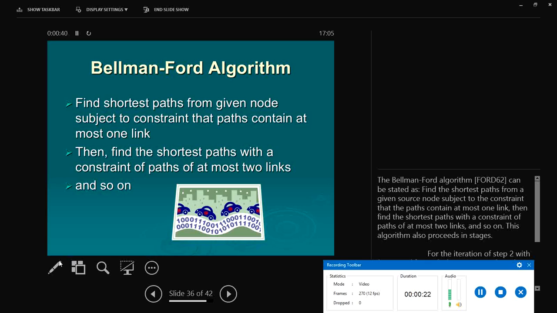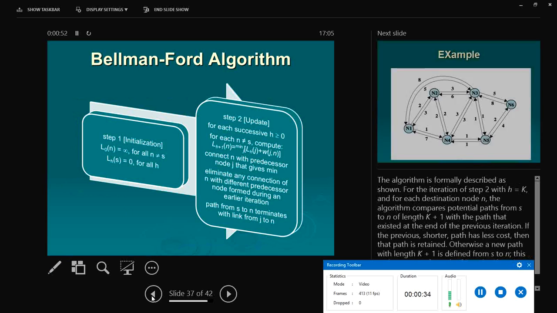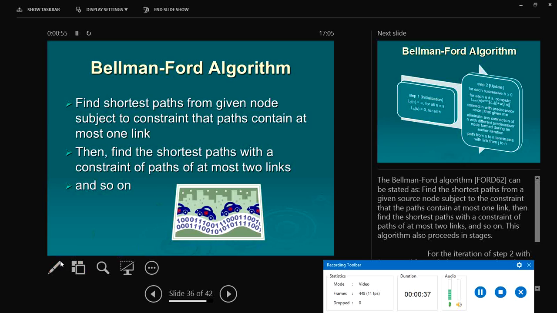The Bellman-Ford algorithm can be stated as follows: it finds the shortest path from the given source node subject to the constraint that the paths contain at most one link. Then it finds the shortest path with a constraint of paths of at most two links, and then so on. So this algorithm proceeds in stages.